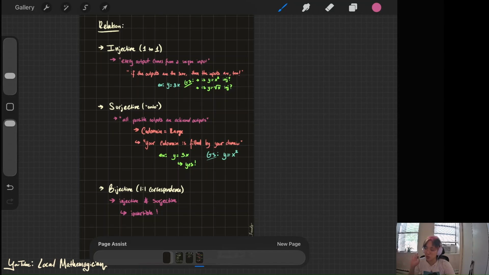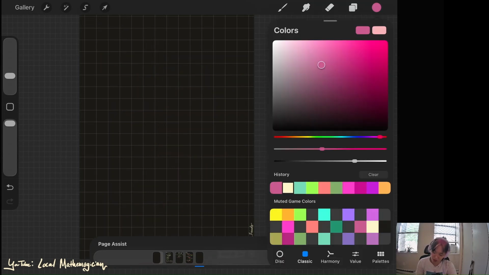You keep hearing me use the word function. What's a function? We will define that right now.